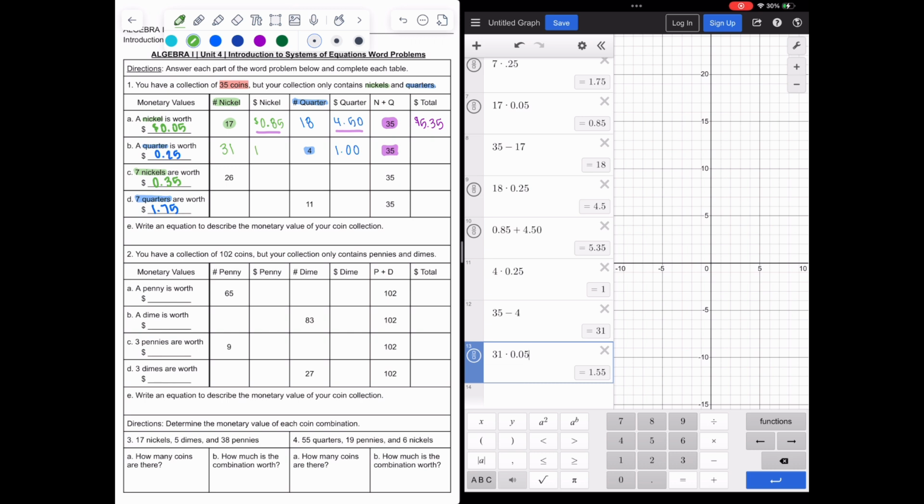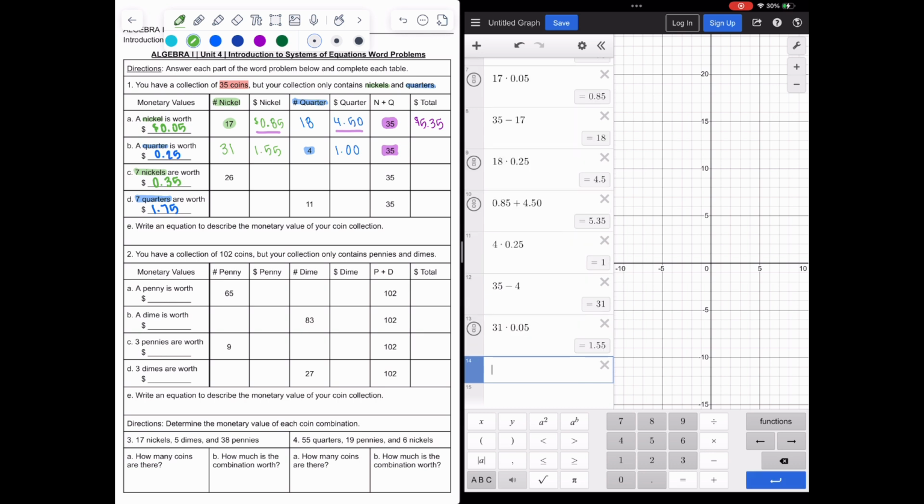So the monetary value of 31 nickels is $1.55. If I want to find the total monetary value of this combination, I need to add those two numbers together. $1.55 added to $1 is going to give me a monetary value of $2.55. At this point, it's interesting to look at how both of those coin collections are 35 coins each, but they're worth different amounts of money.